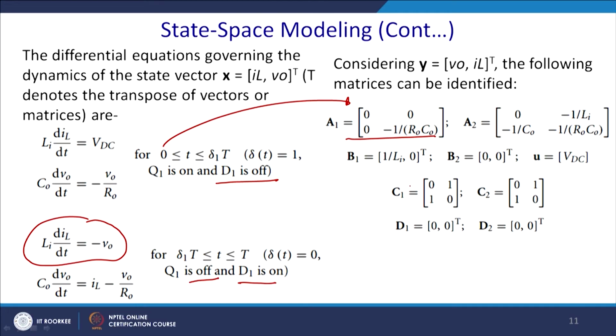Similarly, B1 will be this matrix, and B2 will be this matrix, where U equal to VDC, and C1 and C2 are there. There is no D, so there is no link between input and output. If there is a link between the input and output, then only the D matrix comes, otherwise the D matrix does not come, it is generally 0. So, the C matrix will have this kind of form.